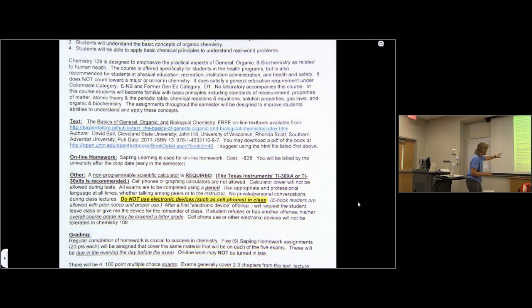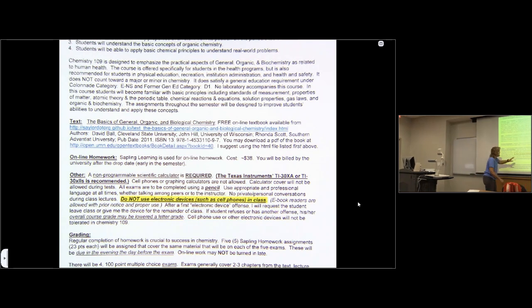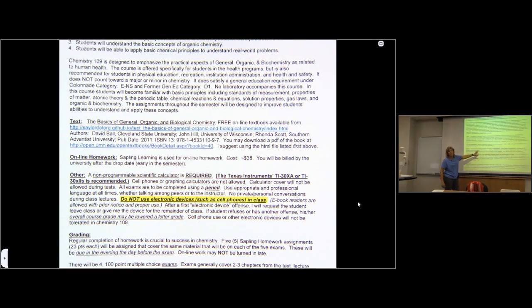Now, it's right here on my syllabus. It has been forever, and I will probably be harder about this semester. After a first electronic device offense, I will request you leave class or give me the device. If you refuse, or if you have another offense, do you see this? You will have your overall course grade lowered, maybe a letter grade. I'm getting mad about this, okay? So put them up. Put your phones up.